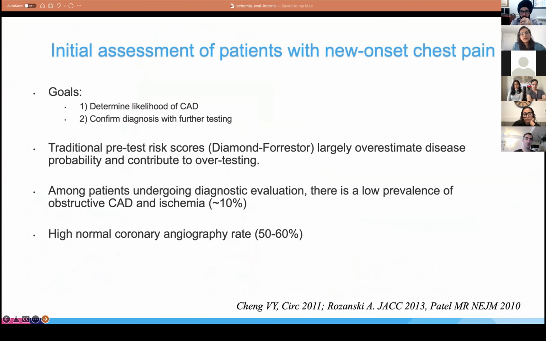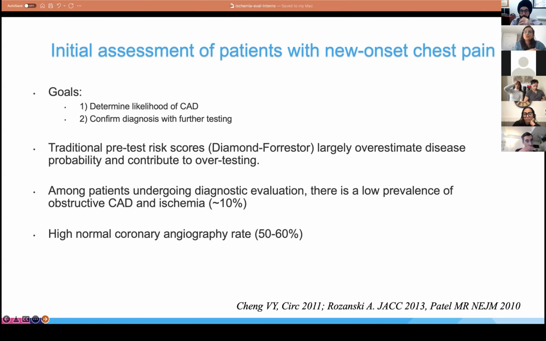So our goals with testing for a patient who comes in with new onset chest pain are, first, to determine how likely this is from coronary artery disease, and second, to confirm the diagnosis with testing if indicated. Traditionally, in medical school, we learned to use Diamond-Forrester plots, typicality of chest pain, and age to determine the pretest likelihood of disease. But we now know that this classification does tend to overestimate disease prevalence.